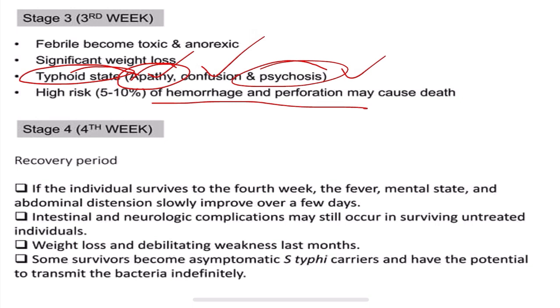Okay, once the patient has gone through this typhoid fever, weight loss and a very debilitating weakness is seen in these patients. Some survivors will become asymptomatic S. typhi carriers, and they have the potential to transmit the bacteria indefinitely. So we see that the person can become asymptomatic. No more is there fever, bradycardia, constipation, diarrhea, abdominal distension, coma, delirium, headache. All of this will go down. Yet the person can shed the bacilli in the stools and the urine for up to 50 years. So he can be a potential transmitter of the bacteria for an indefinite period.